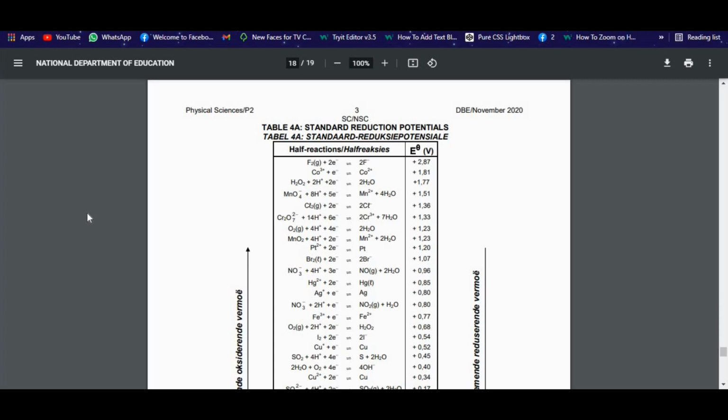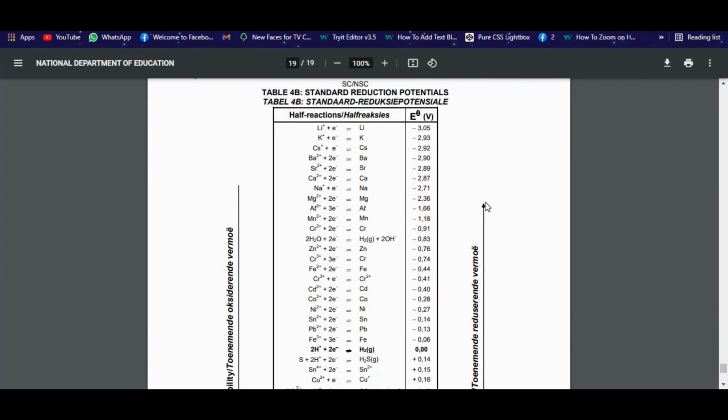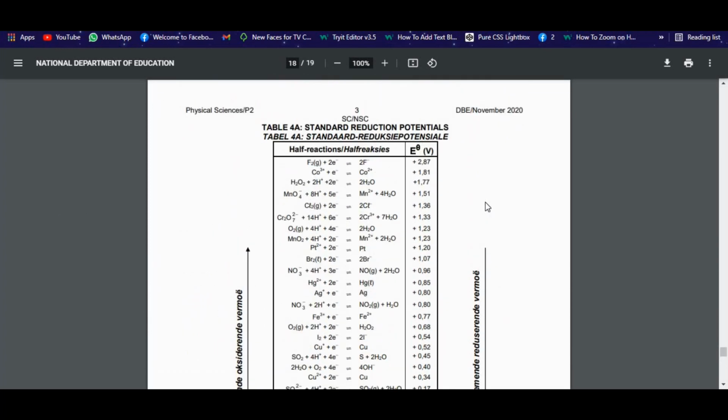Right, what I want to go through next is called standard electrode potential or cell potential. Over here I pulled up a table of standard reduction potentials called table 4A, but there's also another table of standard reduction potentials called table 4B. I'm going to explain how to read both of them. I think my favorite table was table 4B. I used table 4B the most, I think because I just understood it the best and it made all the sense in the world to me.